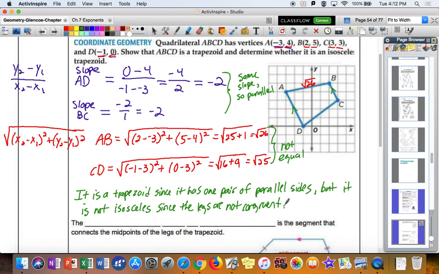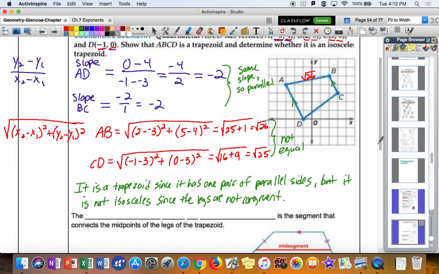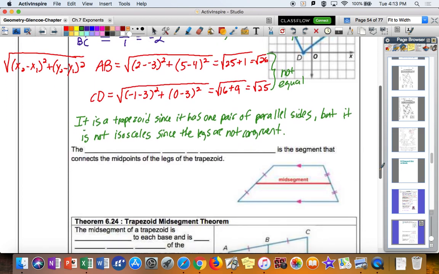Oh, I might have phrased that a little bit differently if I had to redo, but oh well. Might say something like, but since the legs are not congruent, it's not isosceles. That might sound a little bit better. Okay, so we use coordinate geometry to go through and calculate the length of the sides and the slopes so we can identify what type of trapezoid it is.